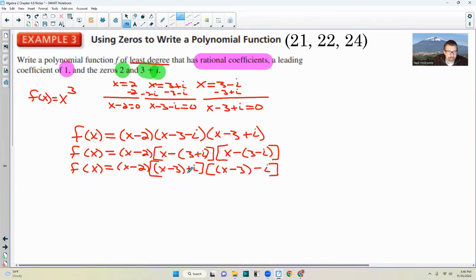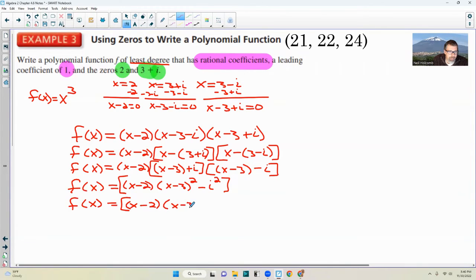So what does that mean? Well, I have an x minus 3 twice. So now I can rewrite this as f of x equals x minus 2 times x minus 3 squared minus i squared. Because this is multiplication, i times a negative i is negative i squared. Okay, so this is starting to pan out. It may not seem like it yet, but once I do this, now watch what's going to happen. I'm still going to have the x minus 2. I'm still going to have the x minus 3 squared, but minus i squared. i squared is -1. Minus a -1 is +1.